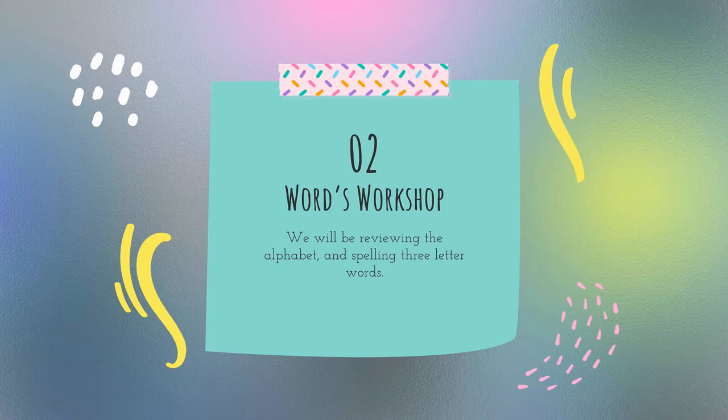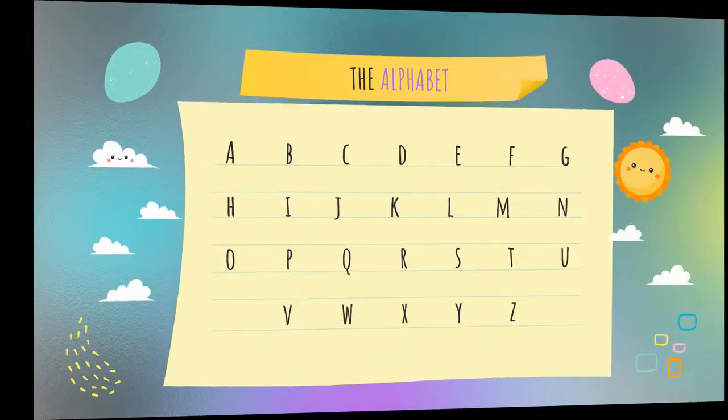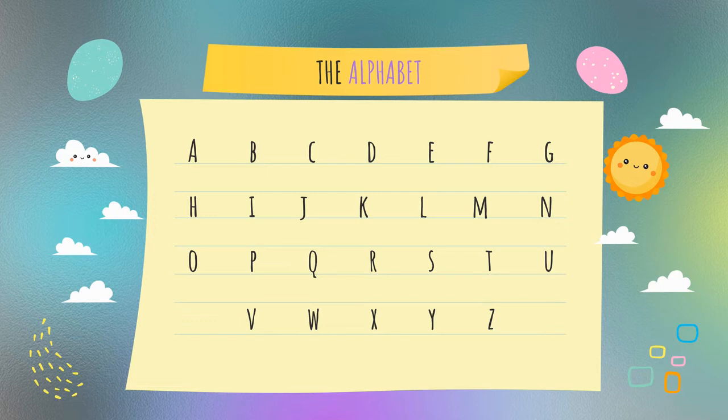2. Words Workshop. The alphabet. Say it along with us. A, B, C, D, E, F, G, H, I, J, K, L, M, N, O, P, Q, R, S, T, U, V, W, X, Y, and Z.